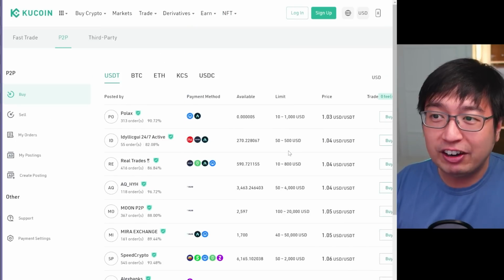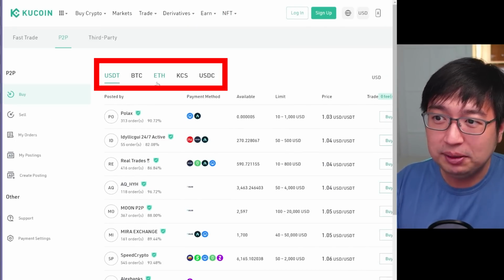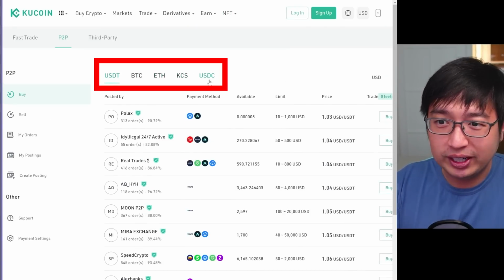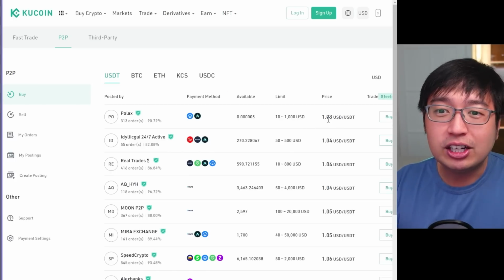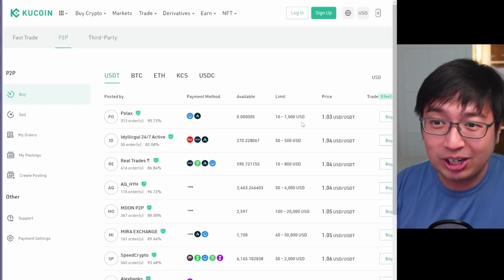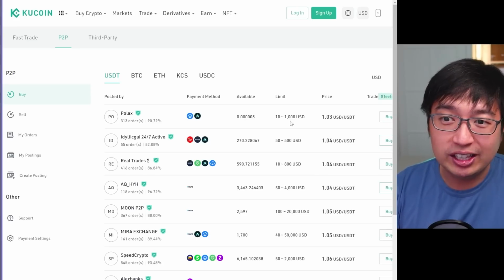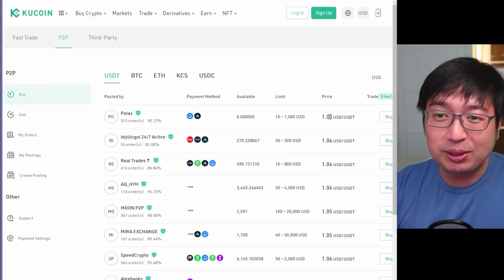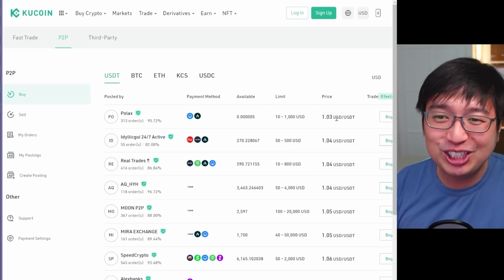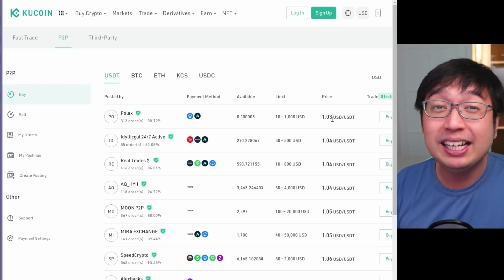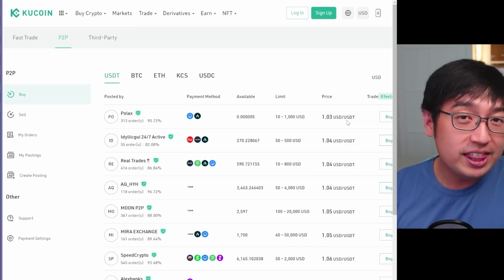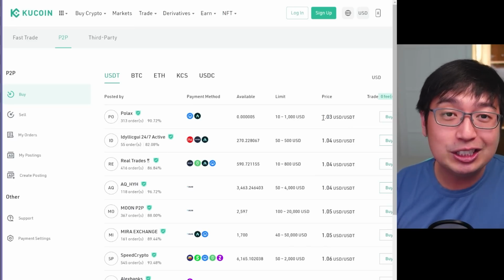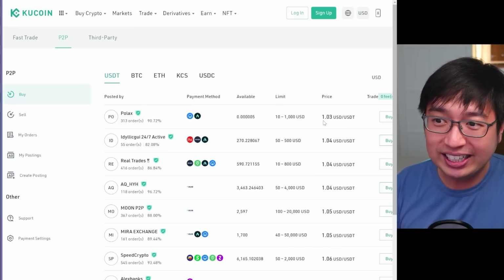The rates will vary depending on the coin: USDT, BTC, ETH, KCS, USDC. You can see if we want to buy crypto, it's going to cost us 103 at the very minimum. That is the current price, and the limit is between 10 to 1000 USD. To put it simply, there is a 3% upcharge on this. So every trade this person makes, they are making 3% on that trade. If I want to buy 1000 USDT, it's going to cost me 1030 US dollars.